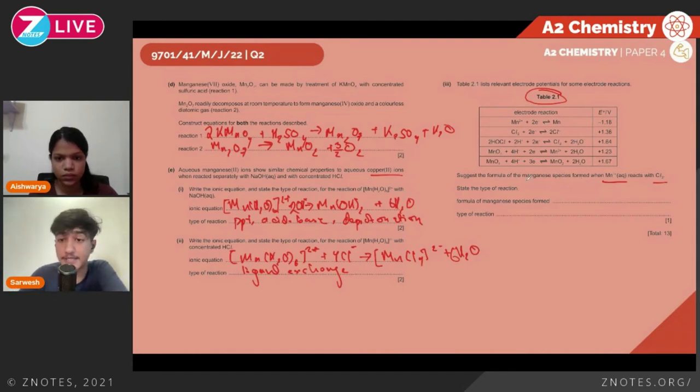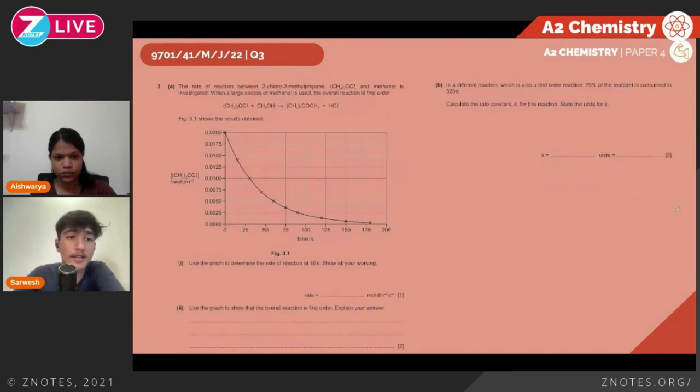So a possible manganese species that can be formed over here is MnO2, looking at the data, because it is told that Mn2+ reacts with Cl2, so it would be MnO2. And the type of reaction would be redox reaction. And I think that we do not need to go into any more depth regarding the electrode potentials in this question because it's a question of one mark, so I don't think that's being asked. So moving on to question 3.